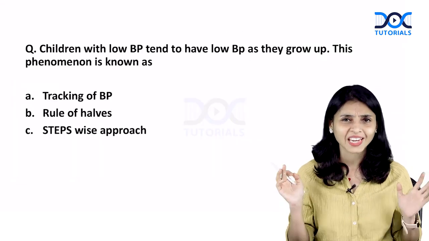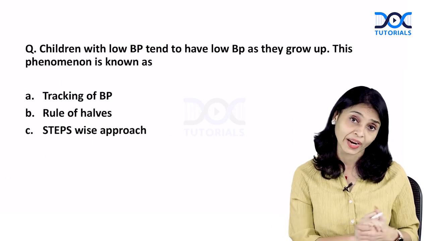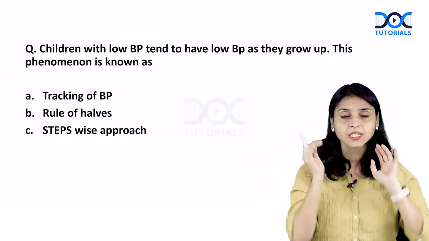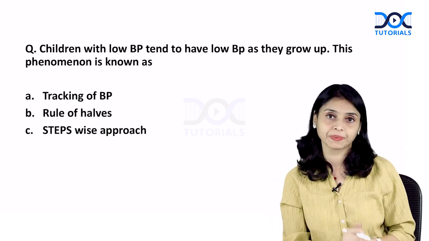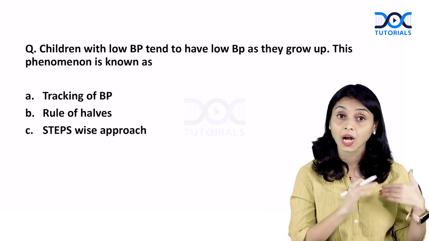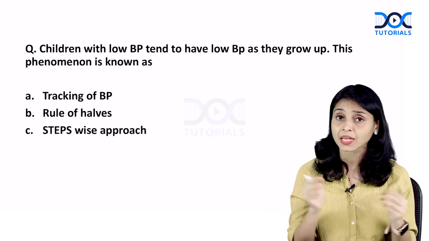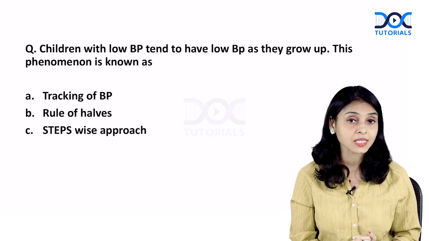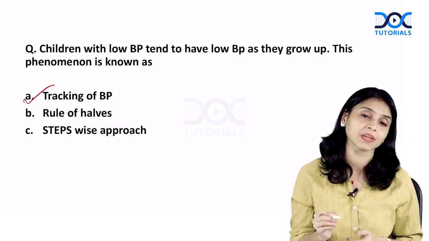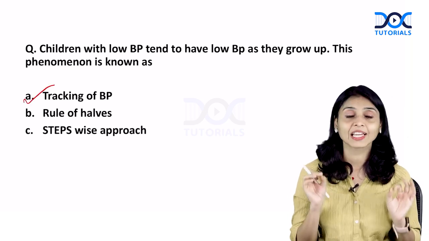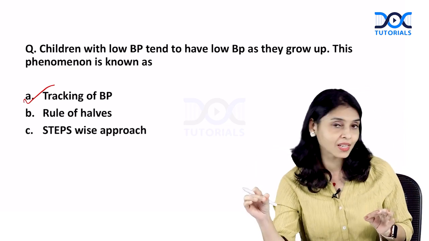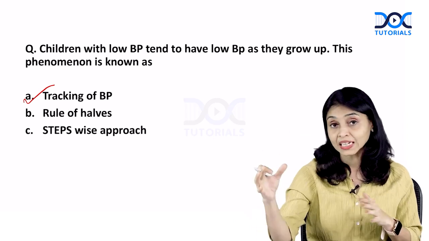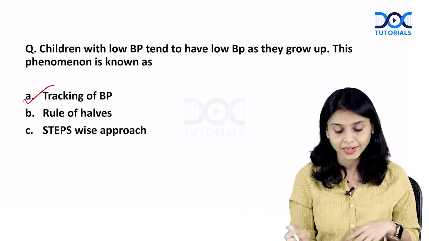Very, very simple question, which you know right from your UG time. This used to be a short note, right? Children with low BP tend to have low BP as they grow up. Yeah, that's true. Children with high BP tend to have high BP as they grow up. So what do you call this phenomenon? This phenomenon is known as tracking of BP. You're tracking BP from childhood till they become adults or maybe elderly.